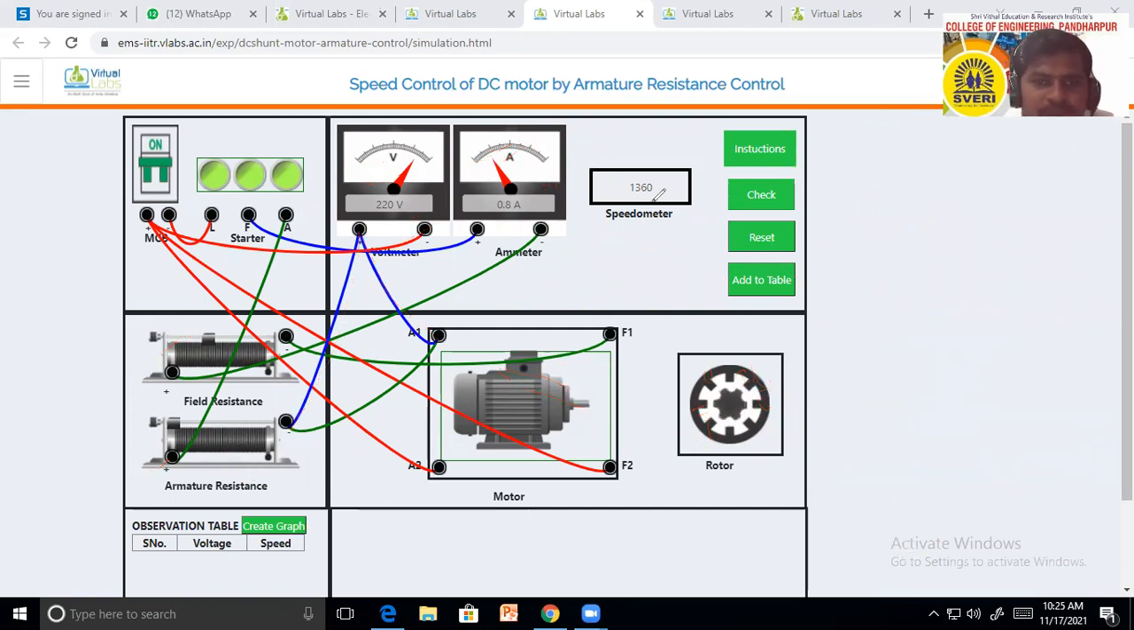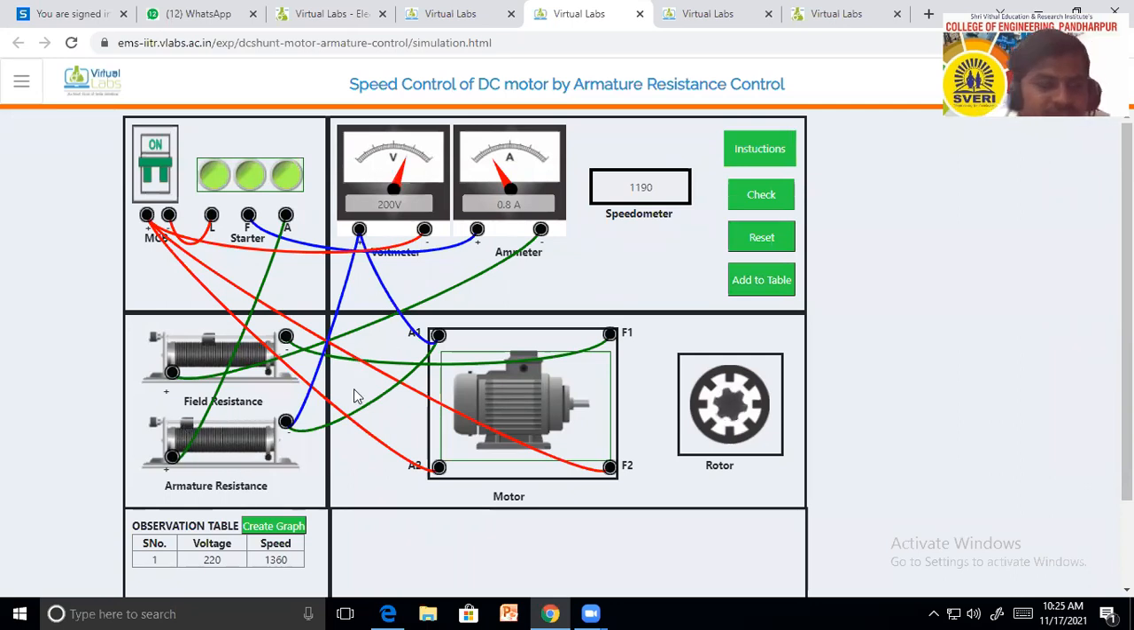Okay, see, initially we will take one reading, that is this field current 0.8 आहे, voltage 220 आहे आर्मेचरच्या अक्रॉस. At that situation speedometer shows the speed, किती दाखवतोय? 1360. So I will add this value to the table. ही व्हॅल्यू मी टेबल मध्ये ऍड केली. Now I will vary this armature resistance, हा रेजिस्टन्स व्हॅरी केला. So I am varying.